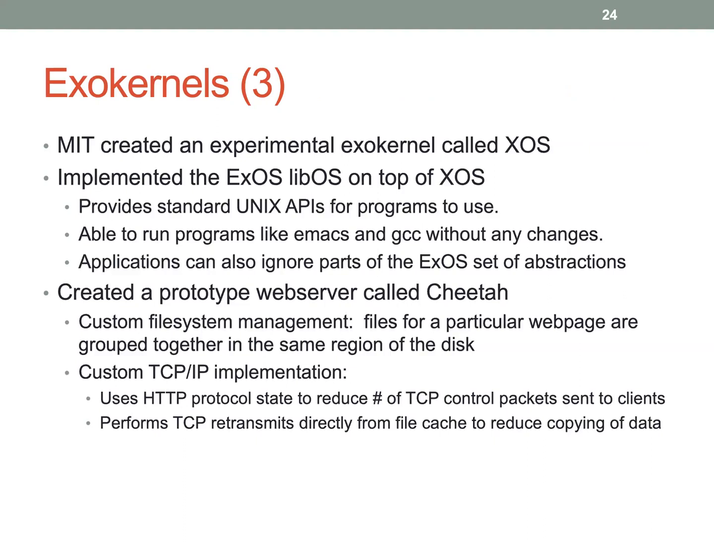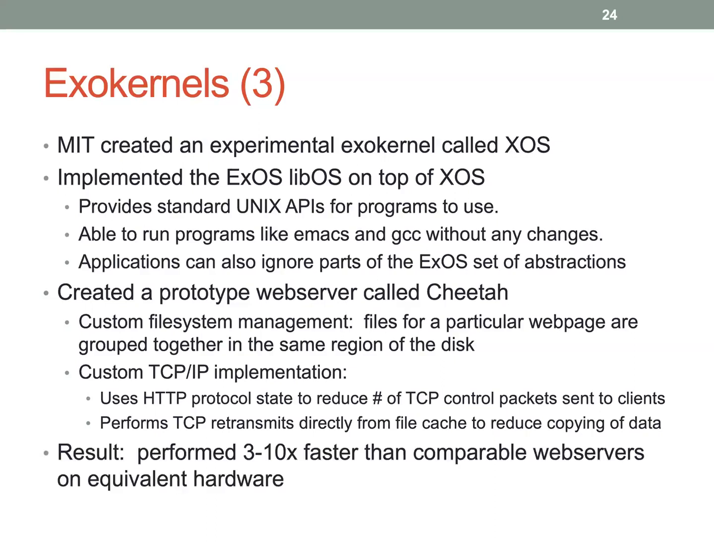The TCP IP stack knew how to access the file system cache to do retransmits. So why have a separate network buffer and file system buffer if we know we're serving files? The TCP stack would just pull data straight out of the file system cache. We're reducing copies here. And what they found in their experiment was that Cheetah was able to run 3 to 10 times as fast as standard web servers running on equivalent hardware.